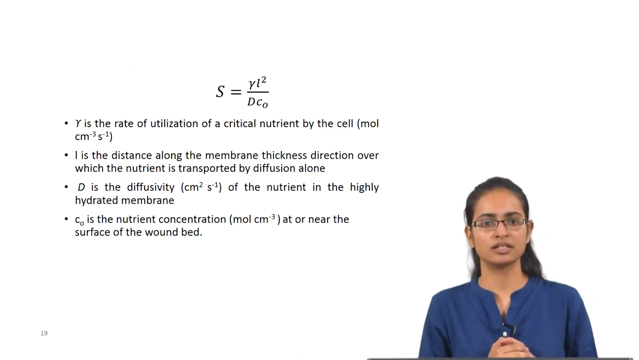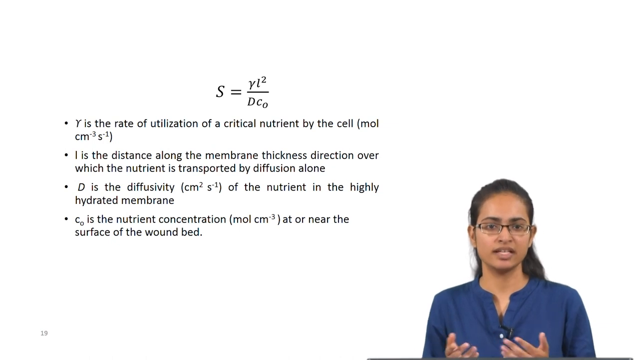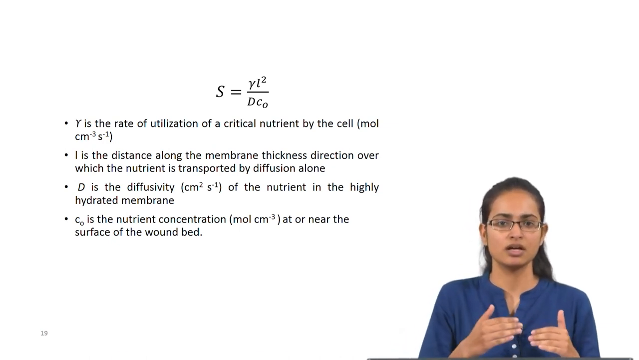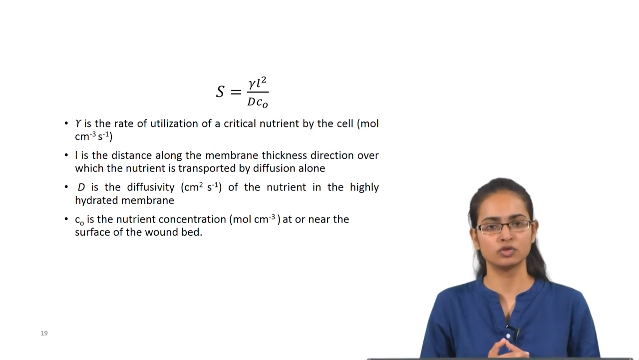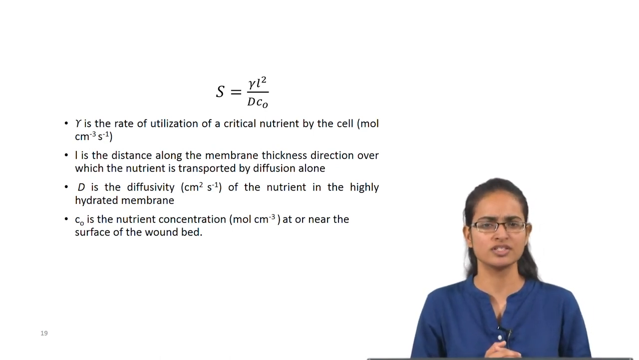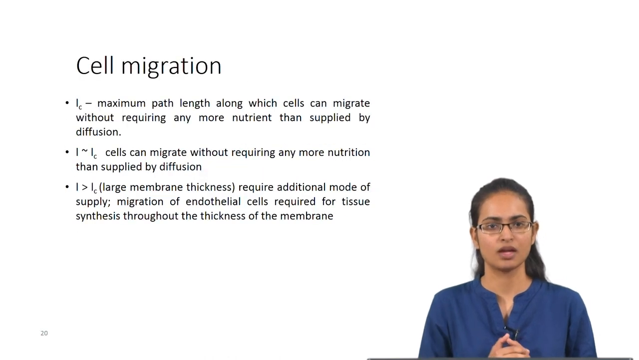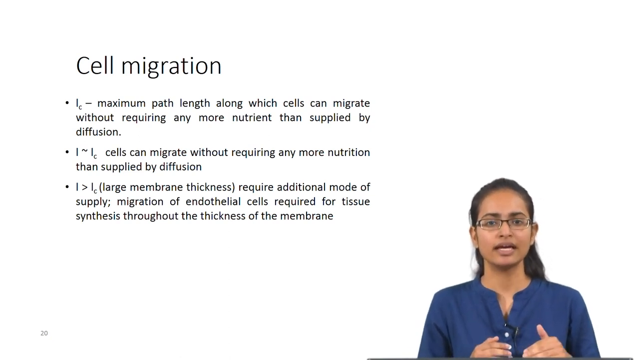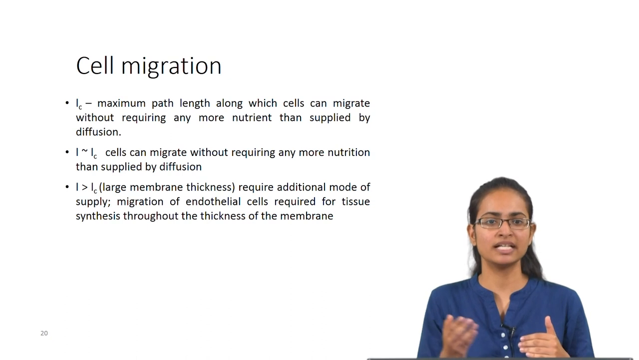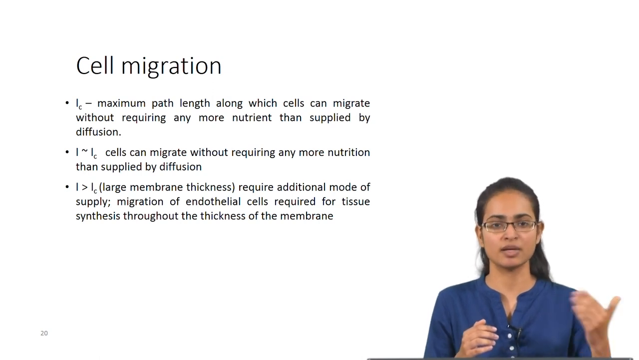In this equation, gamma is the rate of utilization of a critical nutrient by the cell. L is membrane thickness, the distance along which the cell has to migrate. D is the diffusivity of the nutrient in the membrane. C naught is the nutrient concentration at or near the surface of the wound bed. So, LC is the maximum path length along which cells can migrate without requiring any more nutrient than supplied by diffusion. So, if your membrane thickness L is approximately equal to LC, then the cells can migrate without requiring nutrients other than that supplied by diffusion.